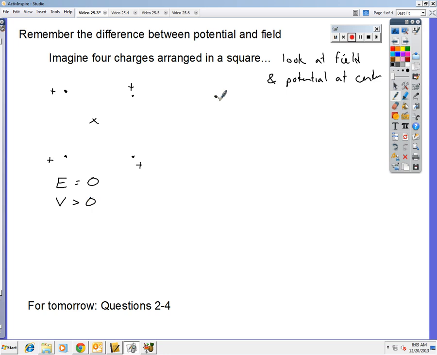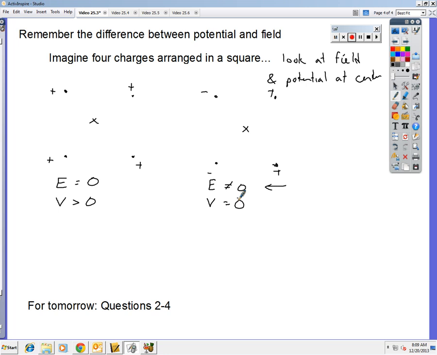In another arrangement, we can make 0 potential, but not 0 field. In fact, the field is going to point to the left, and the potential will be 0 because it is equidistant from the same number of positive and negative charges.